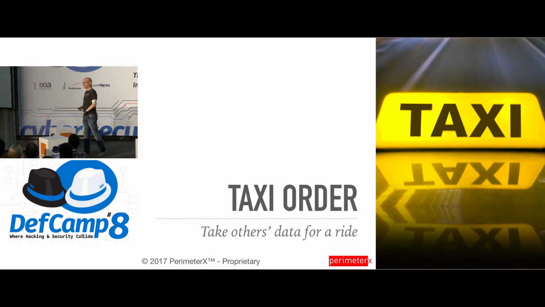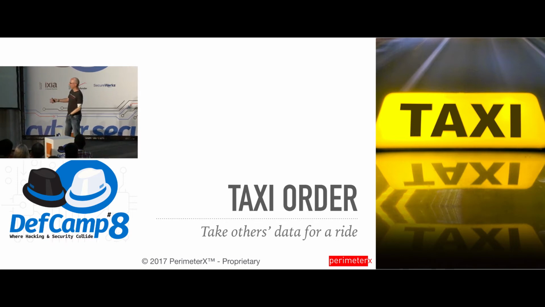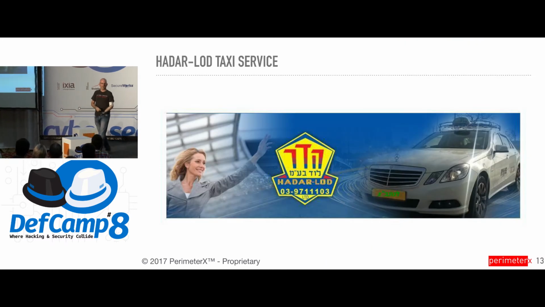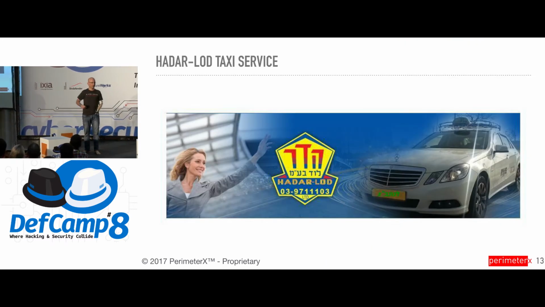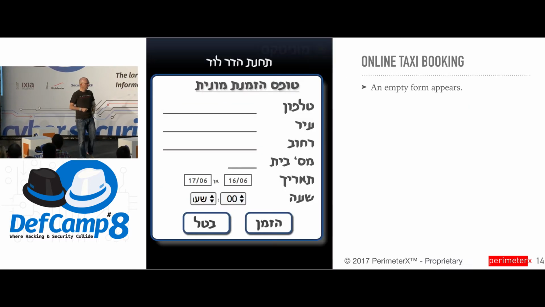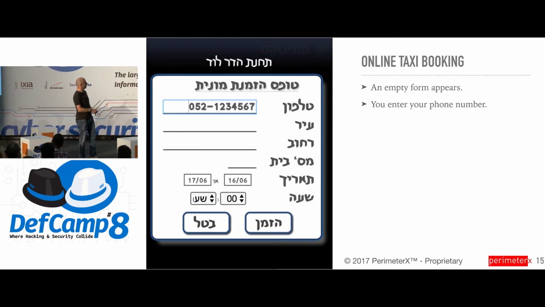Second example, taxi order. I fly a lot, and there's a nice taxi service in Israel that gives you the best deal when you go to the airport. So they have a web interface, that's their logo. And this is a nice form. It says taxi order form, your phone, your city, street, house number, date, and time.